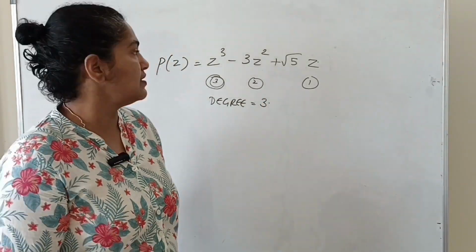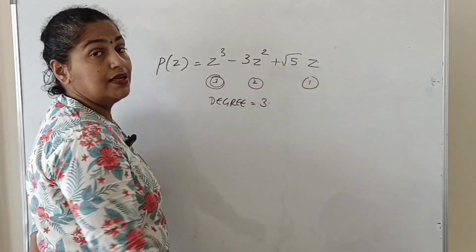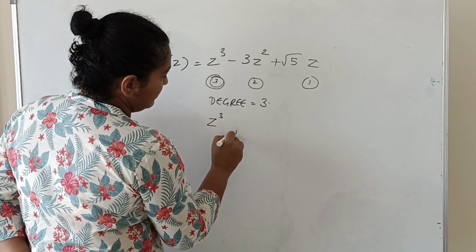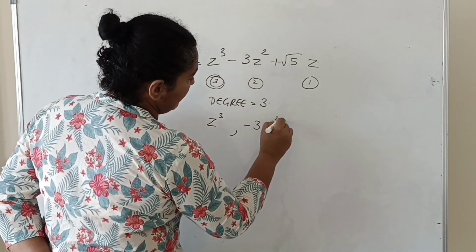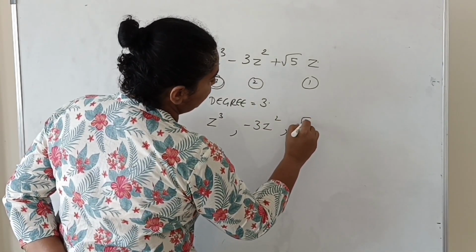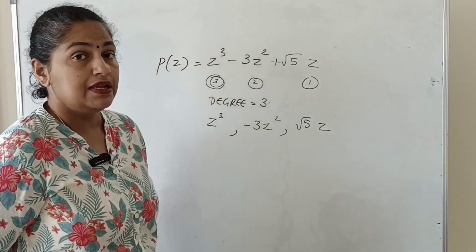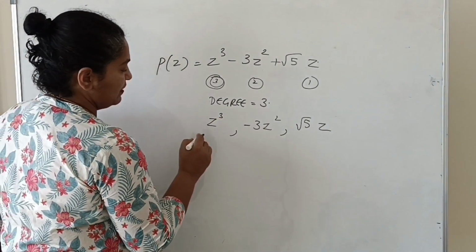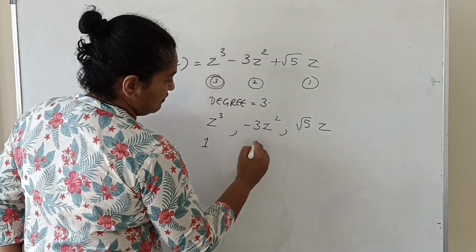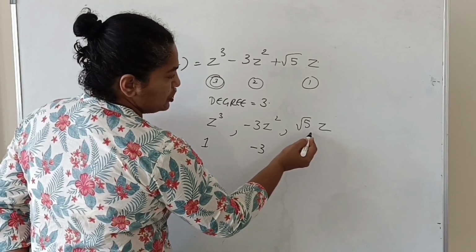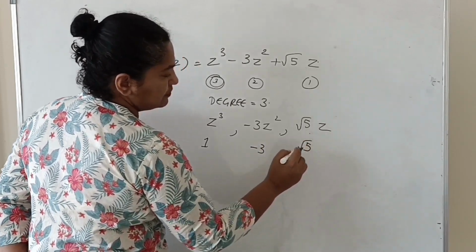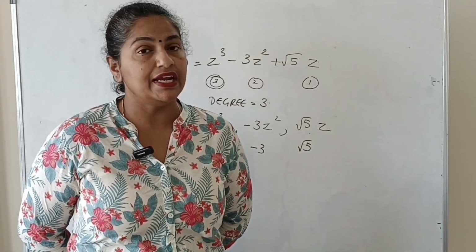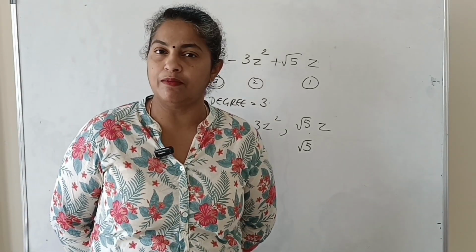Clear? How many terms are there? 1, 2, 3. There are 3 terms. Which are the terms? The first term is z cube. The second term is minus 3z square and the third term is root 5 z. Okay. What are the coefficients? The coefficient of z cube is 1. The coefficient of z square is minus 3 and the coefficient of z is root 5. Clear?